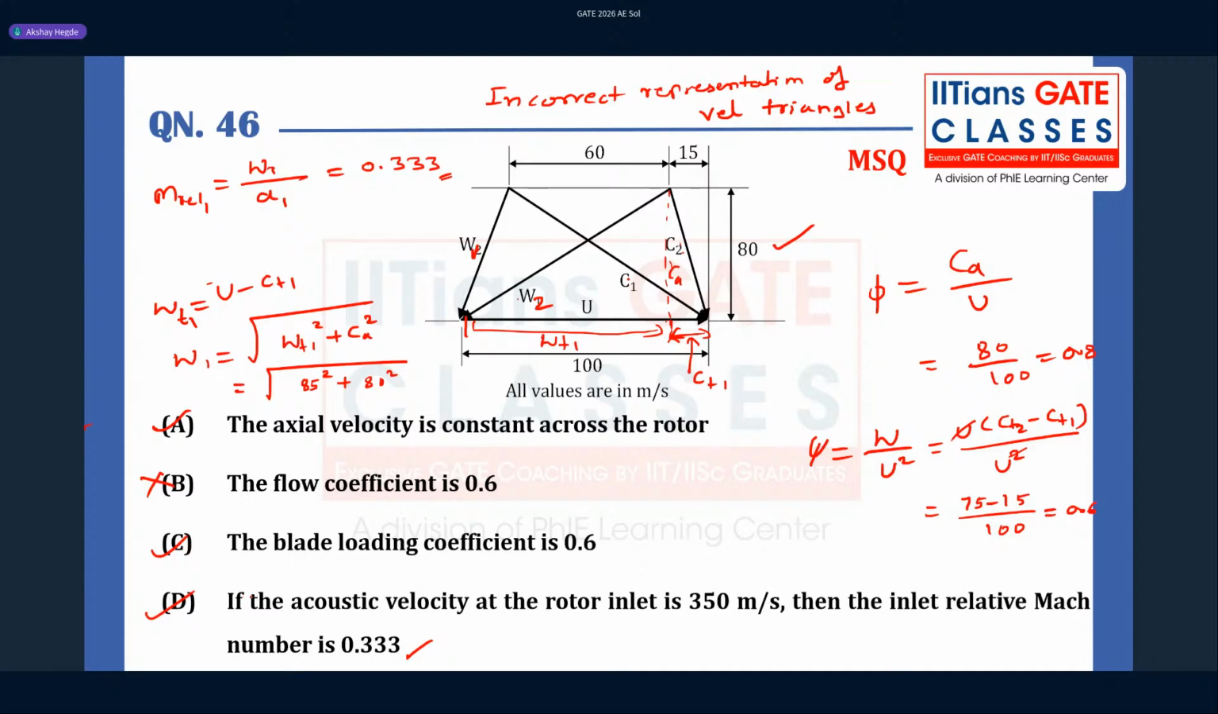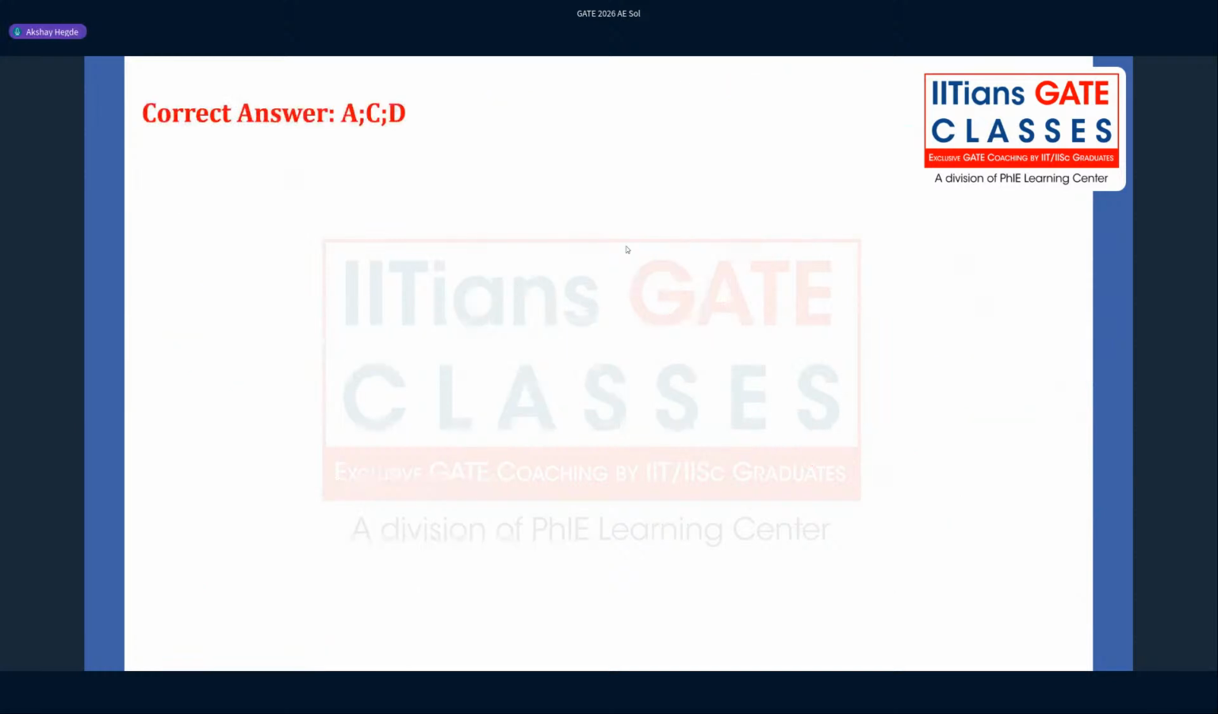Okay. The only problem here is that the velocity triangle they have given is misleading, because the information you have to get is a bit difficult to get, since they have swapped the velocities. So that misleads. Okay. Moving on to the next question.